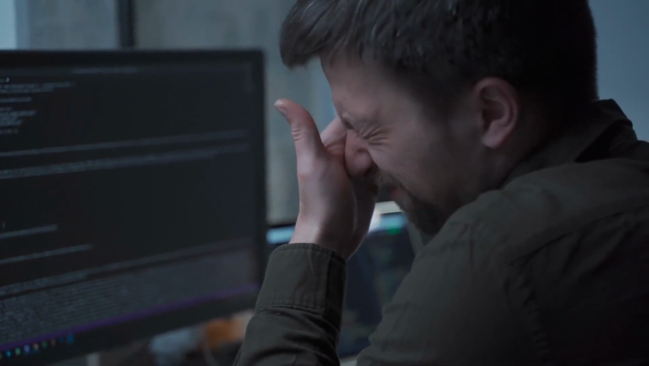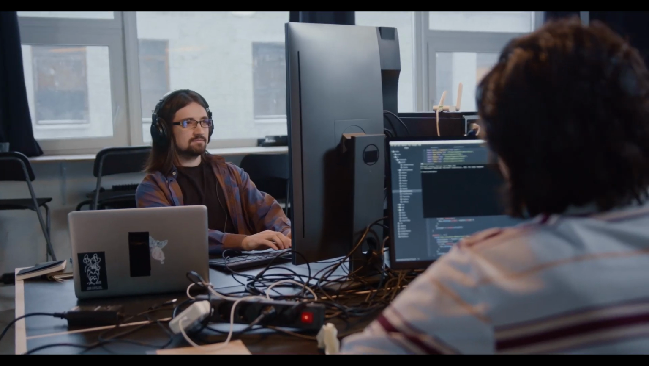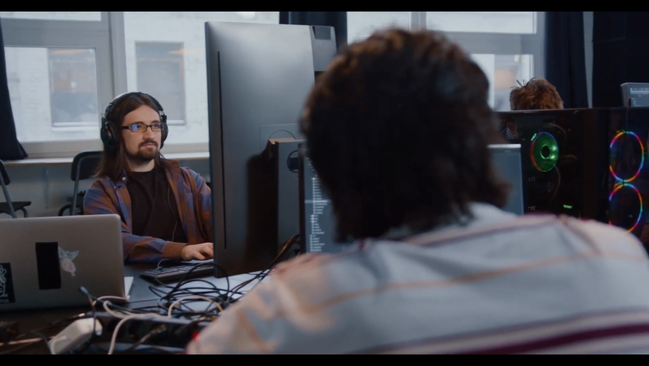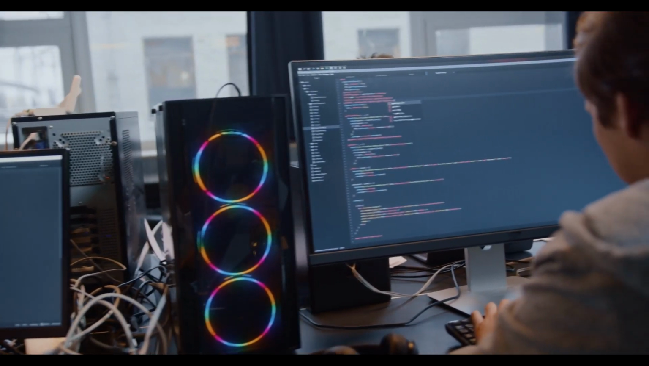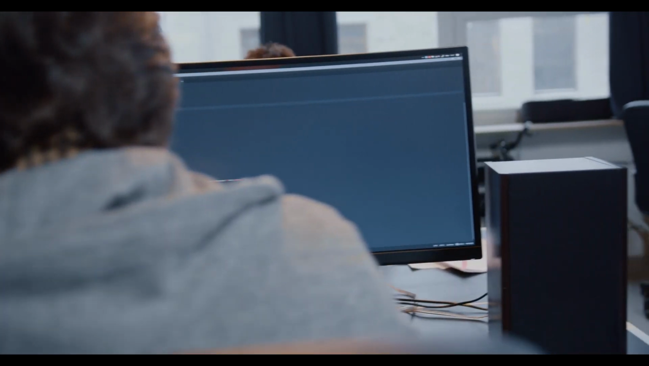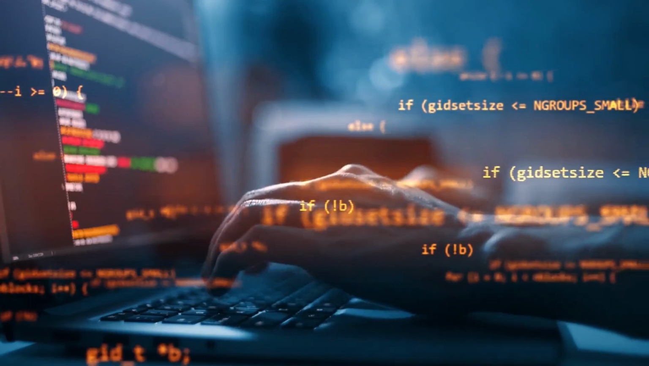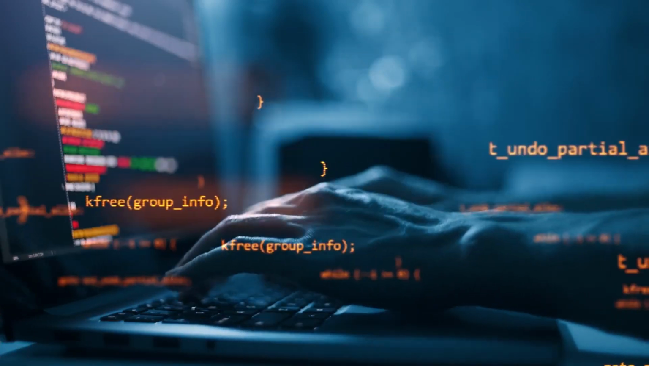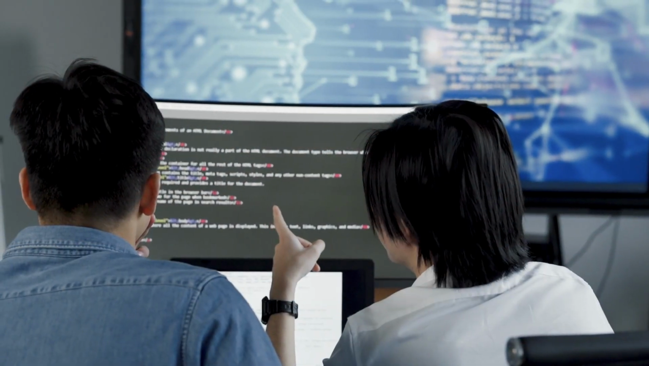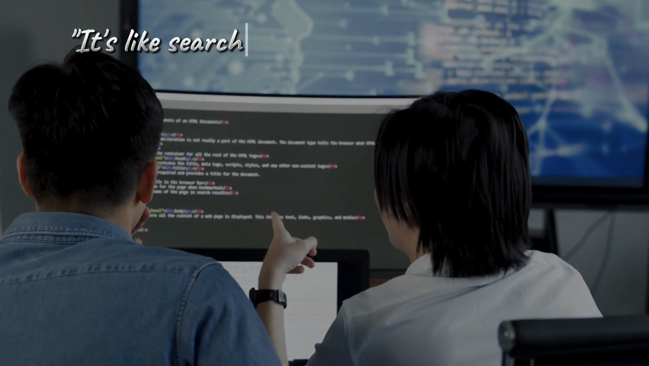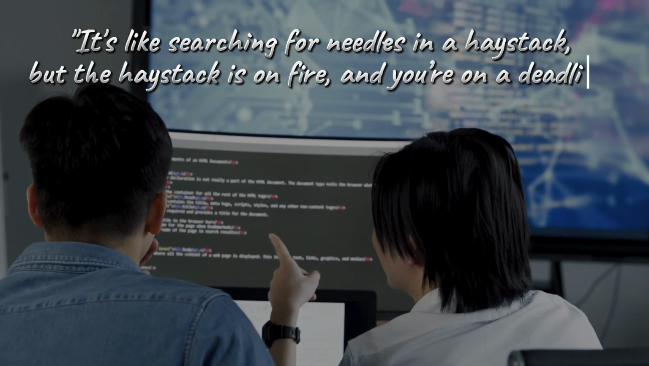In the face of impending disaster, a group of unsung heroes stepped up, the programmers. These individuals worked tirelessly to rewrite code, update systems, and test fixes. It was a monumental task. Some organizations had to sift through millions of lines of code to find and update every instance of a 2-digit year. Programmers of that time described the situation as, "It's like searching for needles in a haystack, but the haystack is on fire, and you're on a deadline."